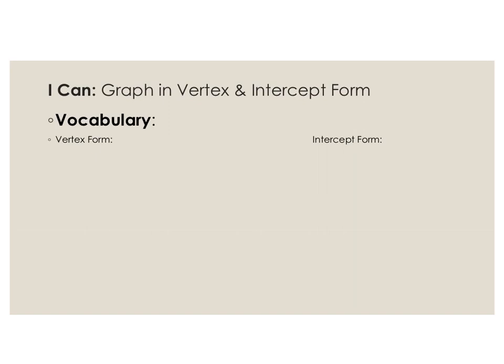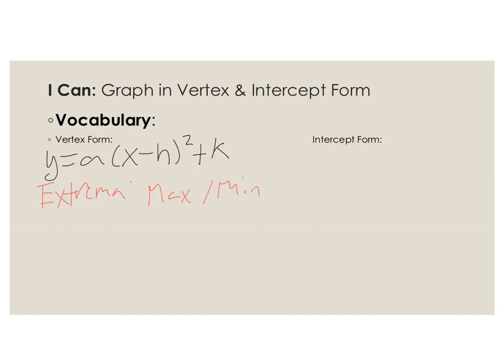Vertex form is y equals a times x minus h squared plus k. A, h, and k are going to be numbers, and what they represent will help you find certain key parts. One of the key parts you can find, similar to standard form, is the extrema. We can find that by using a. A is in the same place as it was in standard form, and it says the same thing. It will give you the maximum or the minimum. It's opposite of what you would think. If it's a maximum, it's a negative a; minimum, positive.